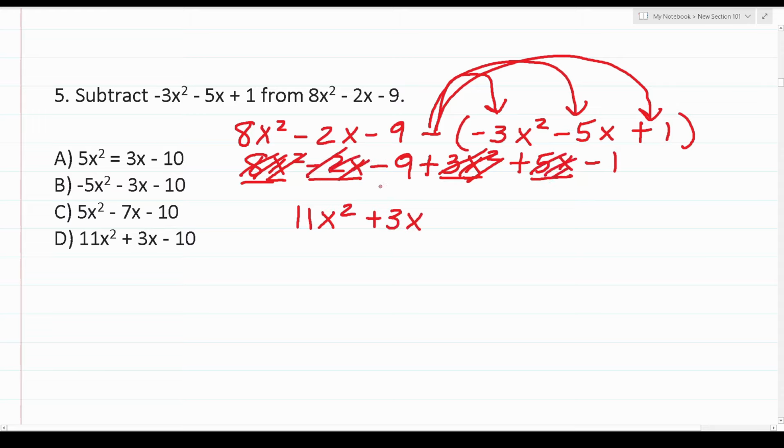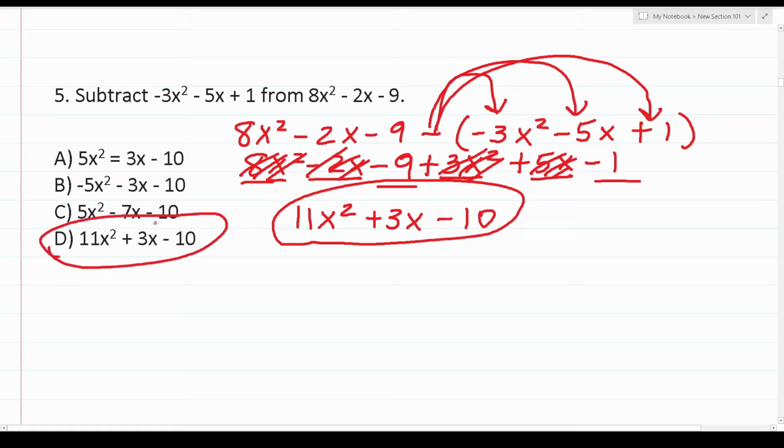And then finally, we have negative 9 and negative 1. Negative 9 minus 1 is negative 10. All right, so the answer to this one is 11x squared plus 3x minus 10, which we can see is answer choice D in this case.